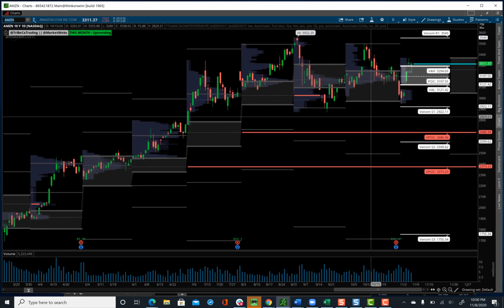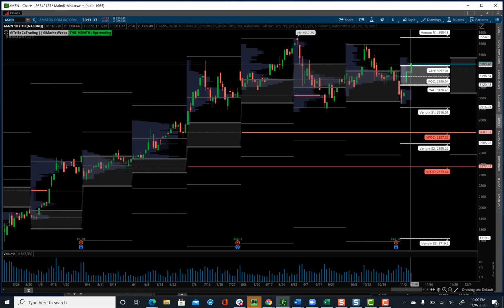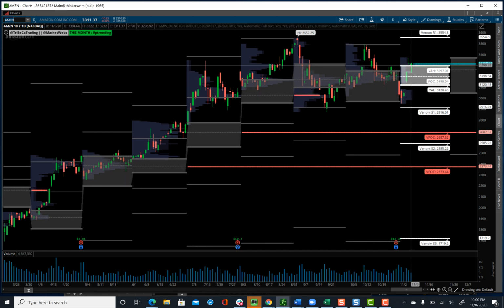Amazon, the first one that we'll talk about, right? Amazon right now is flirting with breaking out of this month's value area. So 3297, which is right here, would be a level to trade against. And that's as simple as it gets, right?